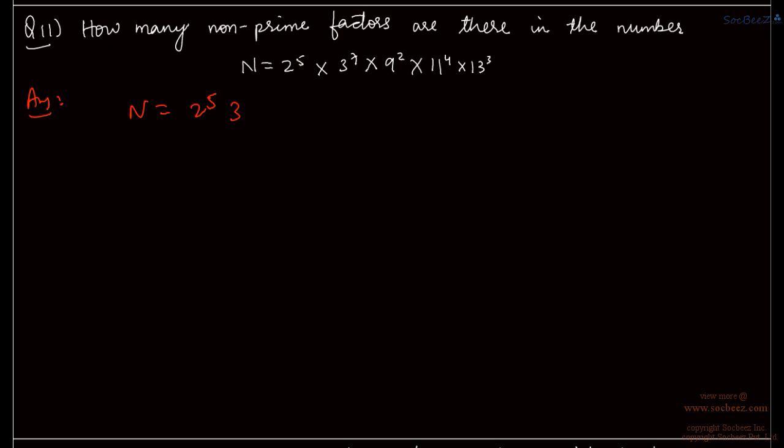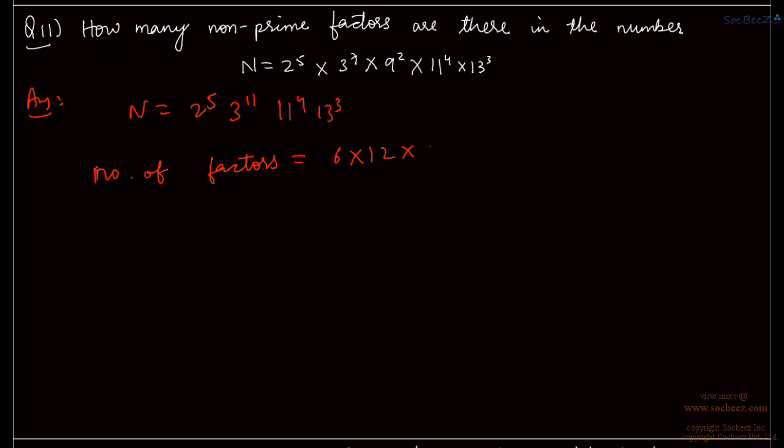So I can actually rewrite this as 2 power 5, 3 power 7. There is also 3 squared, right? So that is 3 power 4. So 7 plus 4, that is 11. 11 power 4, 13 cube. So let us just find out the total number of factors first.